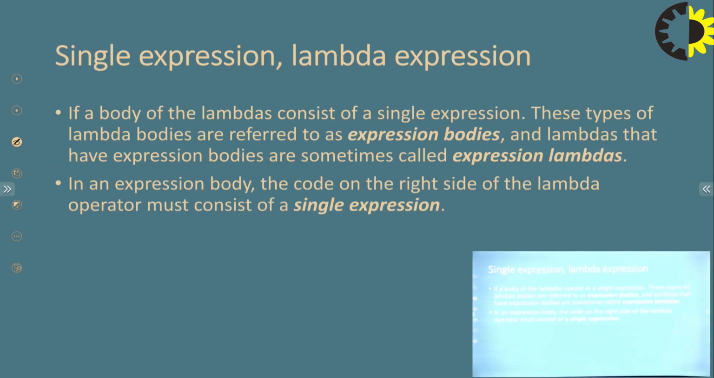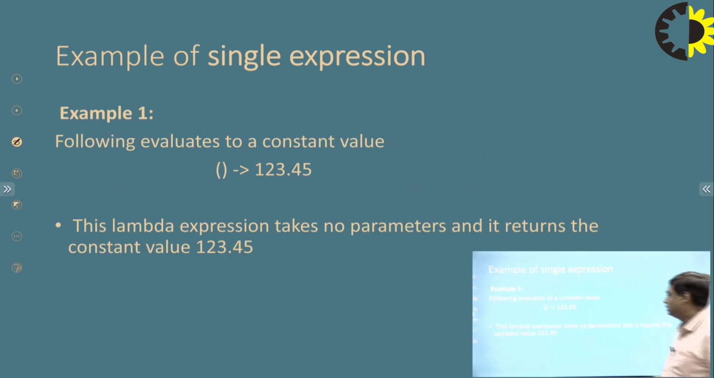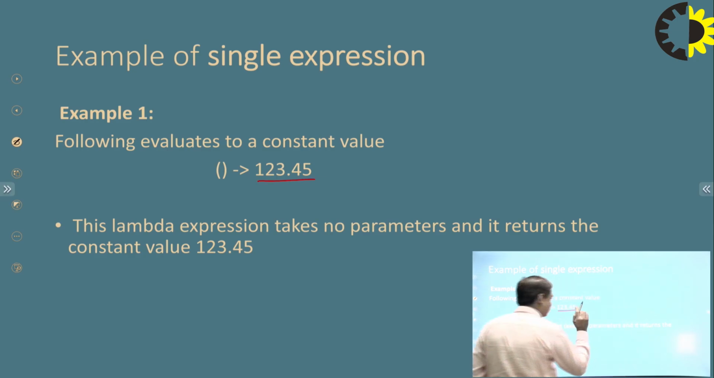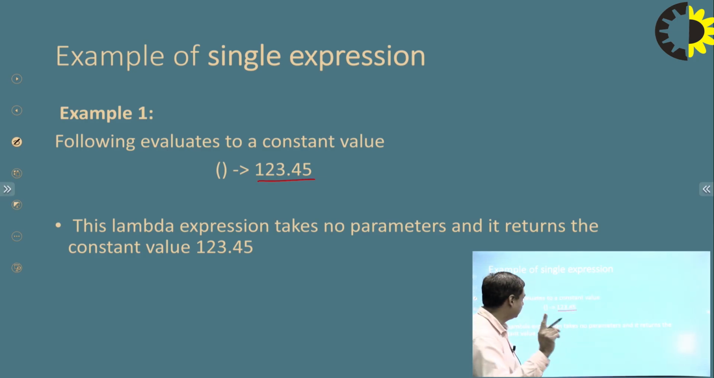Now, in the single expression, we have only a single statement, therefore it is called a single expression. So, if the body of the lambda consists of a single expression, this type of lambda body is referred to as expression bodies, and sometimes it is also called expression lambda. So, this code's right side has only a single expression. It is an example. This is a single expression, one statement.